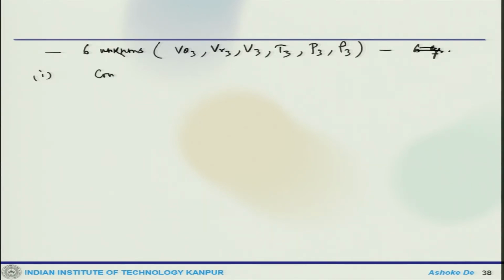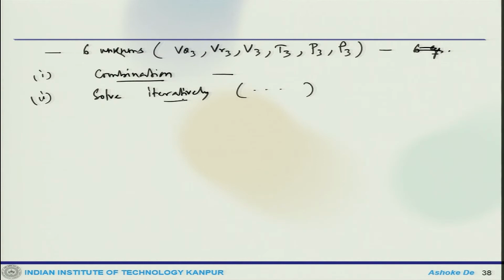So, basically it is a combination process. One can combine that into a single algebraic equation, obtain one variable, and then from there back calculate the others. Or one can solve iteratively. If someone wants to check this out, he or she may wish to do that. You can take this as a homework task and try to see how it can be done.